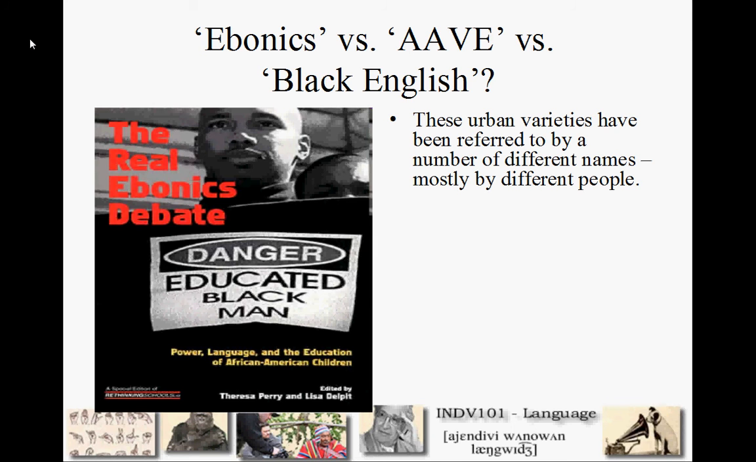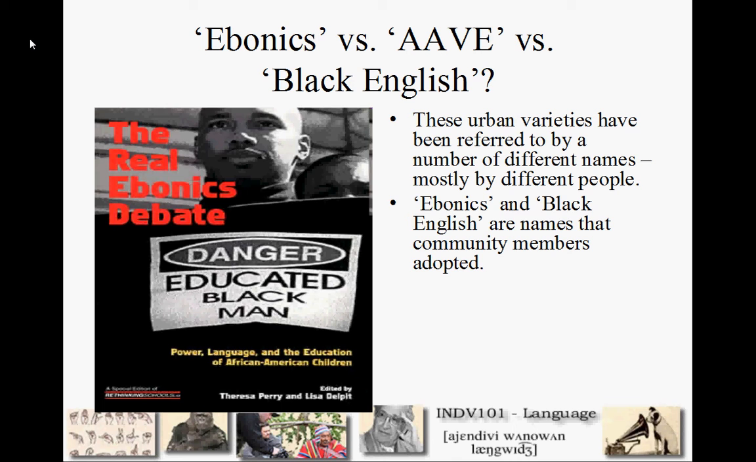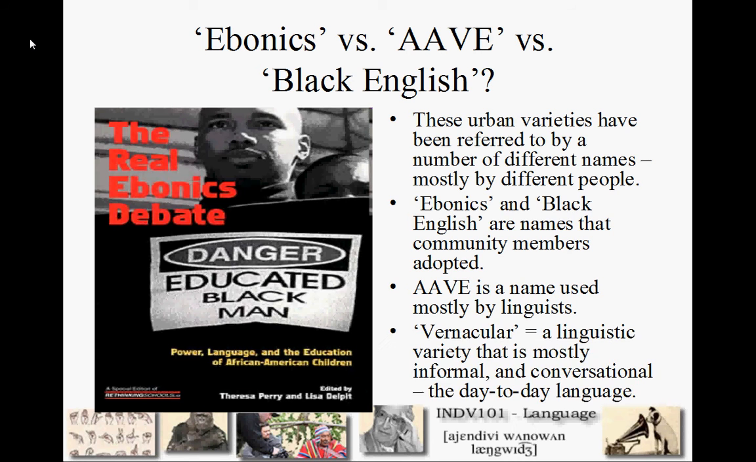Yes, they are. They all refer to this sort of urban variety spoken mostly by African Americans, but also by some white people or Hispanic people as well. And it turns out that what it's called depends on who you ask. If you are asking people who actually speak the dialect, they will usually call it Ebonics or Black English. If you ask a linguist, they are more likely to call it African American Vernacular English. It just sounds fancier.